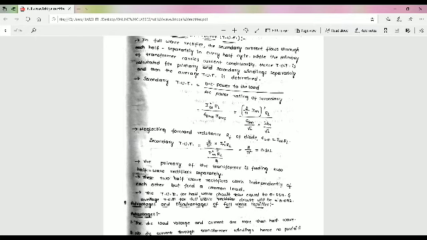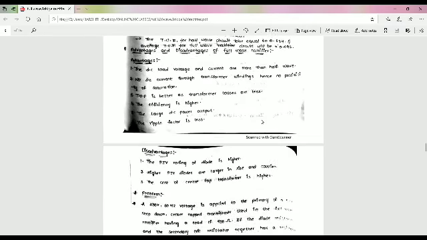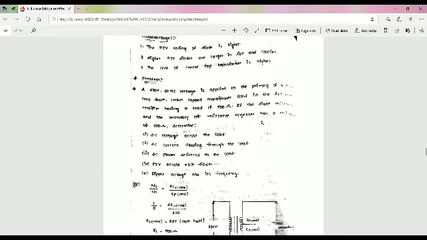Disadvantages of the full wave rectifier are that the PIV rating of the diode is higher. Higher PIV diodes are larger in size and costlier, and the cost of the center-tapped transformer is higher.